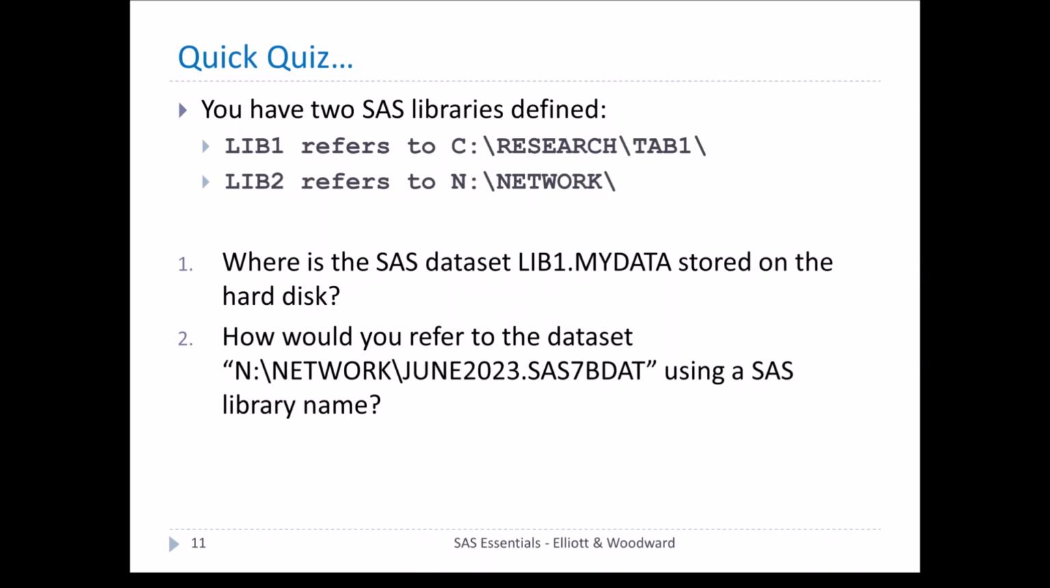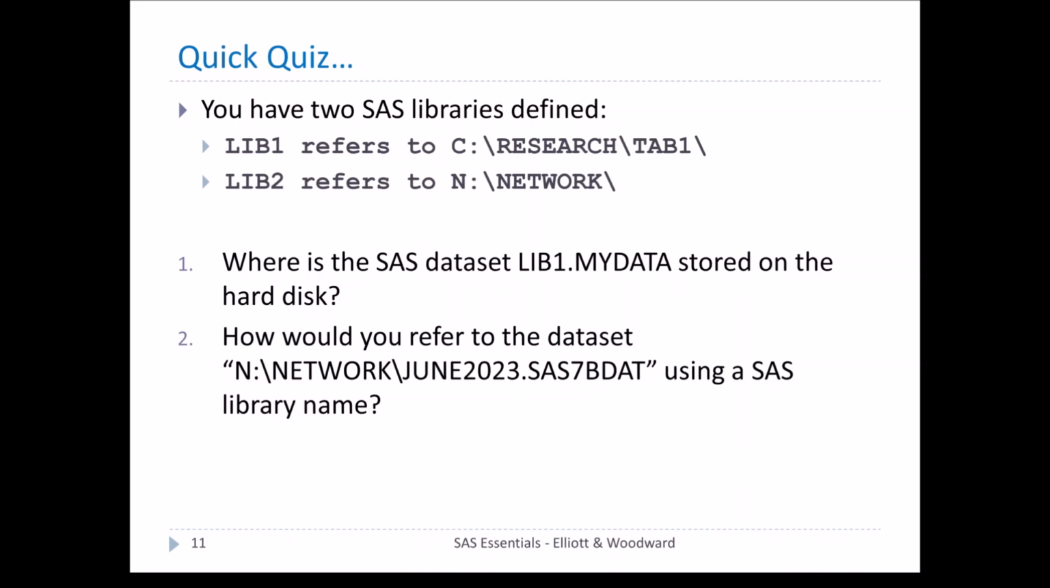So where is a SAS data file called lib1.mydata stored on the hard drive? Take a second. So where would lib1 be? Well, it would be in the lib1 data library in this location. Now, how would we refer to the data set called this? It's going to be in the network folder on the N drive, and its name is June 2023. How would we refer to that data set?